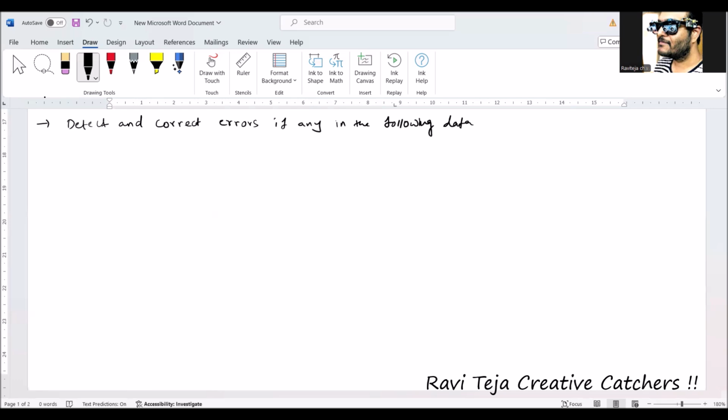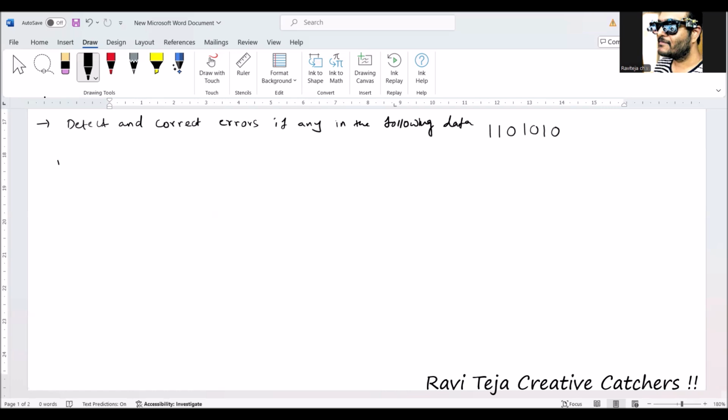And they have also not mentioned any total number of bits to be encoded or decoded. Okay. So what is the given data? The given data is directly 1, 1, 0, 1, 0, 1, 0. So they have directly given the binary data, and they ask you to detect and correct the errors, if any, using the Hamming code technique. Okay. So if this condition arises, what to do?